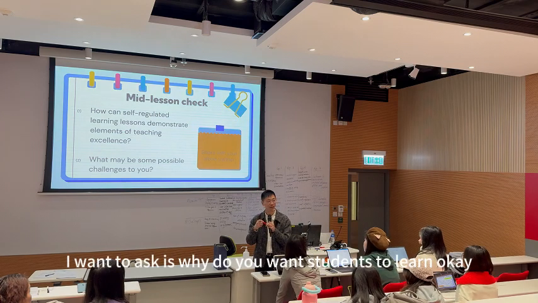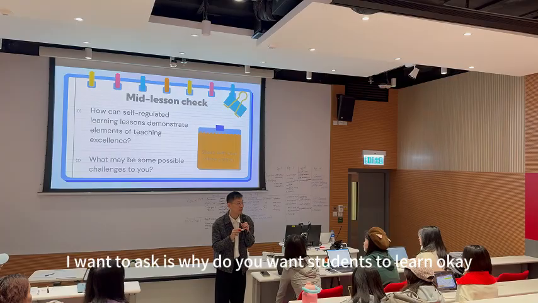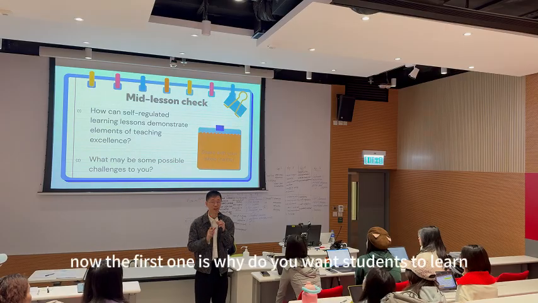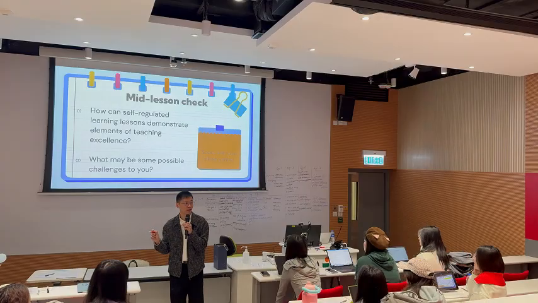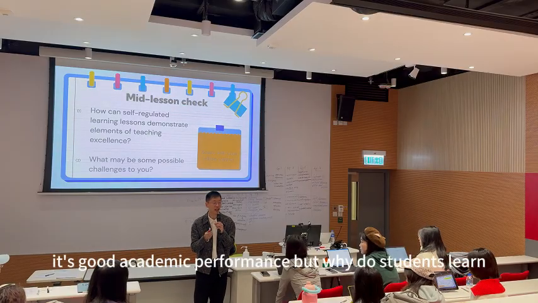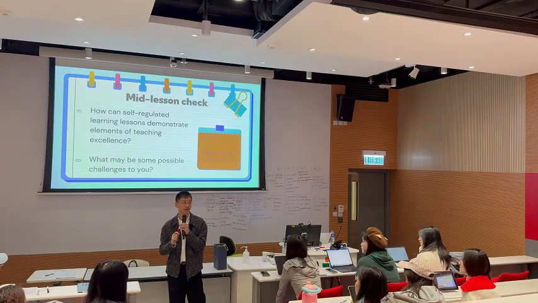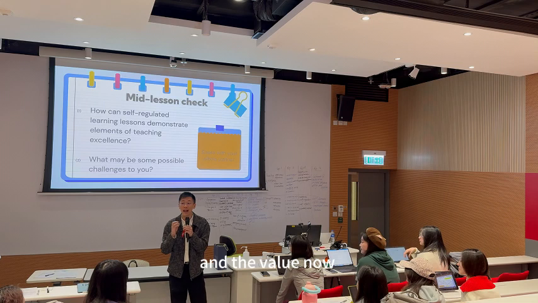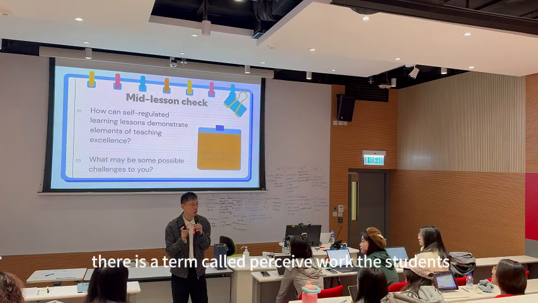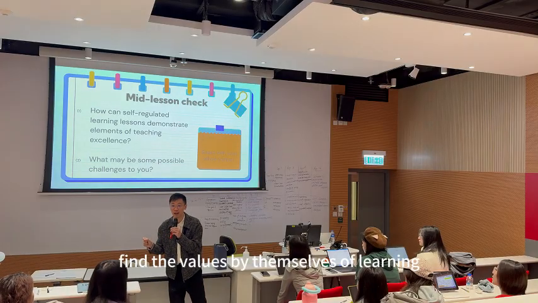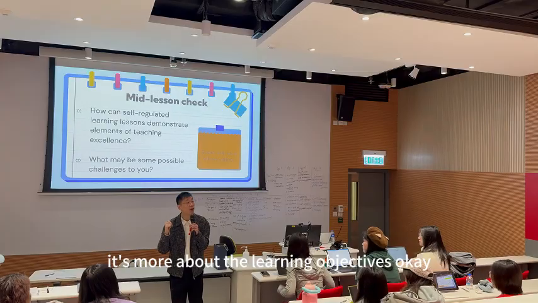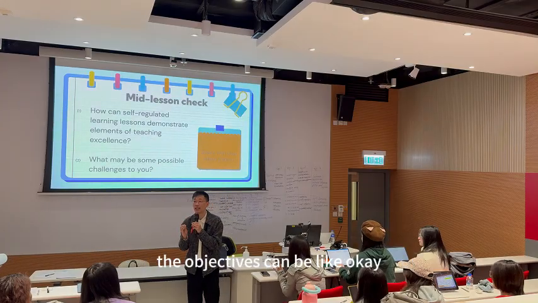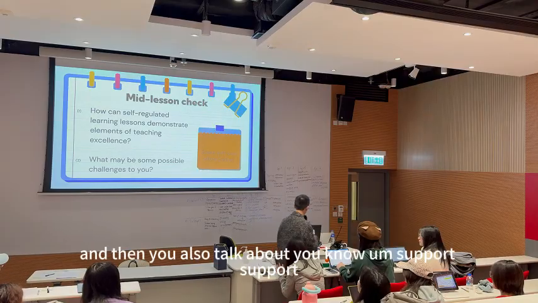Another question I want to ask is, why do you want students to learn? And why do students want to learn? The first one is, why do you want students to learn? It's good academic performance. But why do students learn? Do you see the differences between the two? And the value. Now, there is a term called perceived worth, where students find the value of learning by themselves. It's more about the learning objectives. Think from these perspectives, and then you can come up with more ideas of what the objectives can be like.